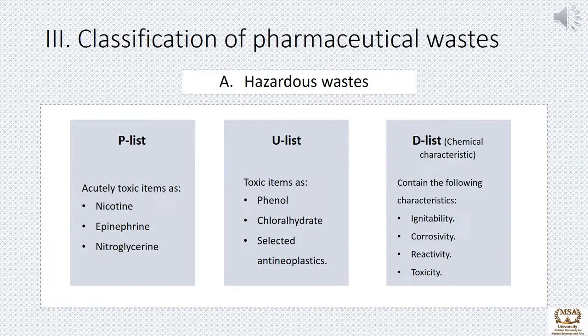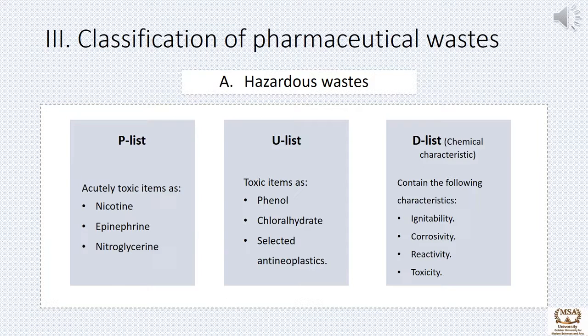Classification of pharmaceutical wastes. Pharmaceutical wastes are classified into three categories. Hazardous wastes. According to the federal EPA regulations, hazardous drugs are divided into P-listed items that are considered acutely toxic such as nicotine, epinephrine, and nitroglycerin. These drugs, along with their containers, are considered hazardous.